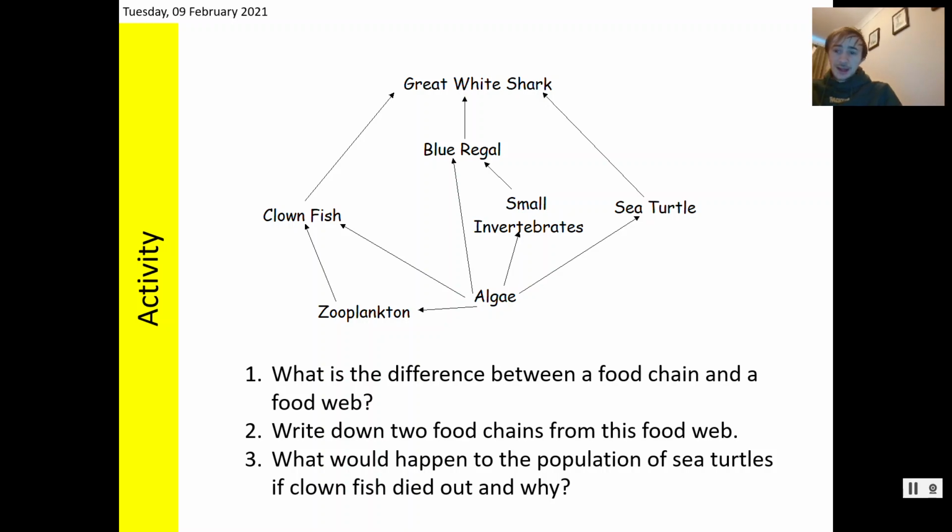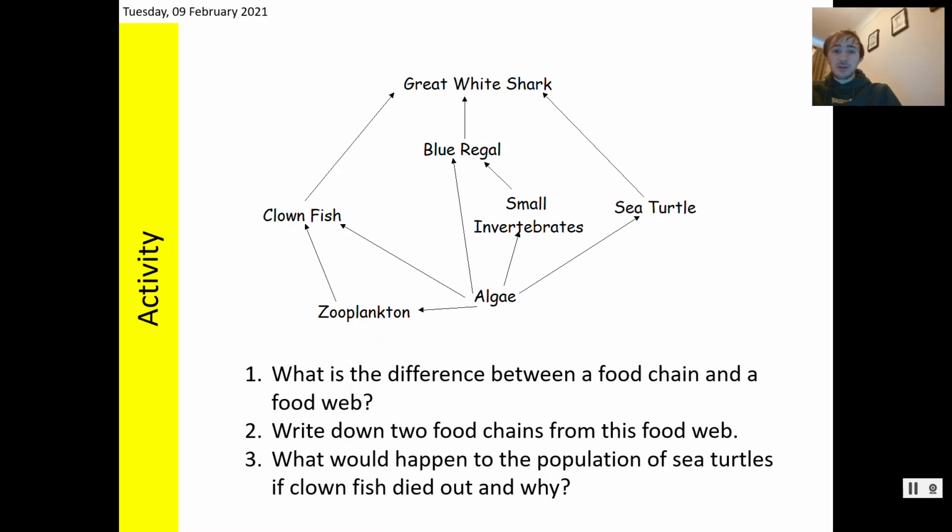So, the difference between a food chain and a food web is that a food web is more realistic in the way that it handles the information, and it is a collected set of food chains, whereas a food chain only shows one feeding relationship, and a food web shows lots of feeding relationships. Anything along those lines. Two food chains from this food web, well, there's a few. You want to go for the longest one possible, I suppose.